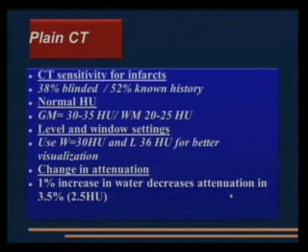Normal Hounsfield units in the gray matter are 30 to 35, and white matter is 20 to 25 Hounsfield. So you have to put the window settings at width 30 and level 36 to really see the infarct. The change in attenuation is because a 1% increase in water increases attenuation by 3.5, so that is 2.5 Hounsfield units.